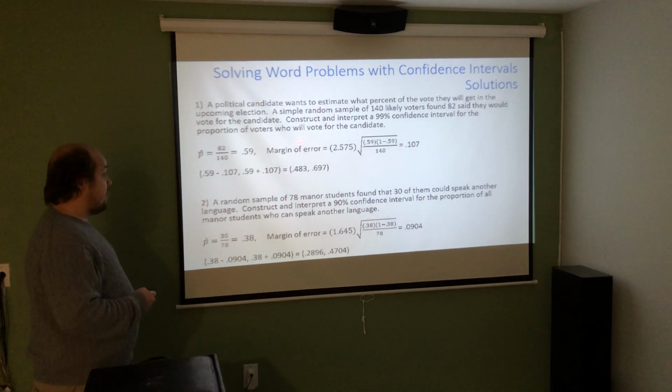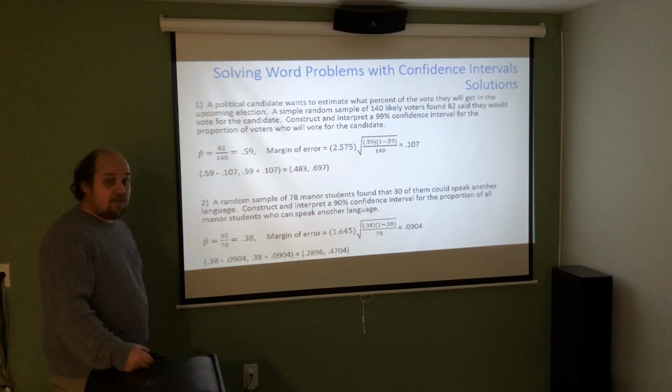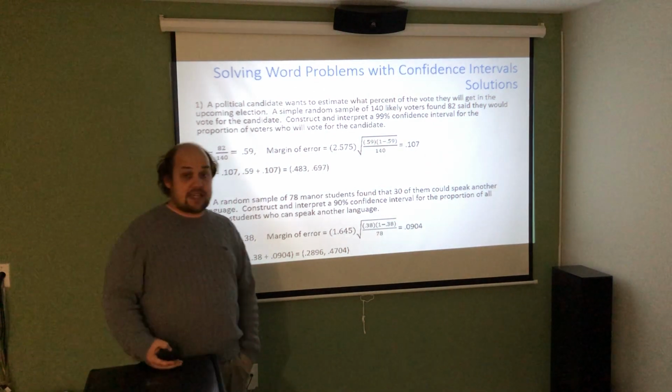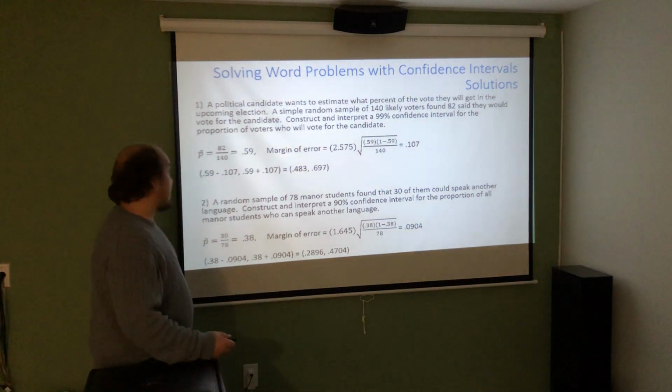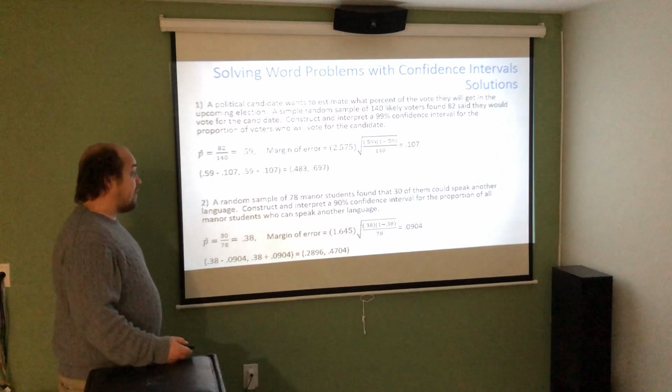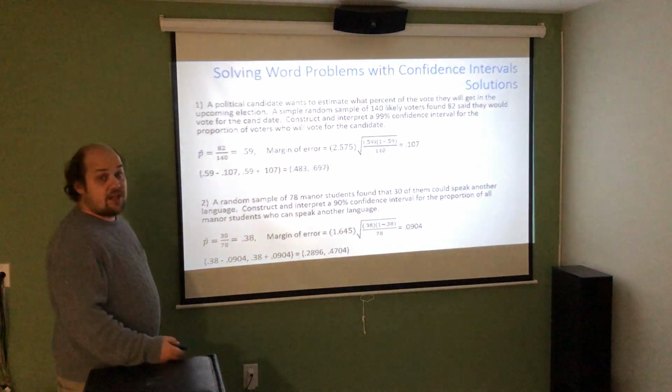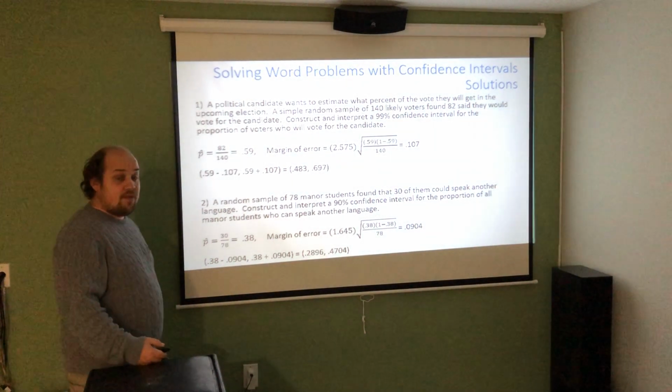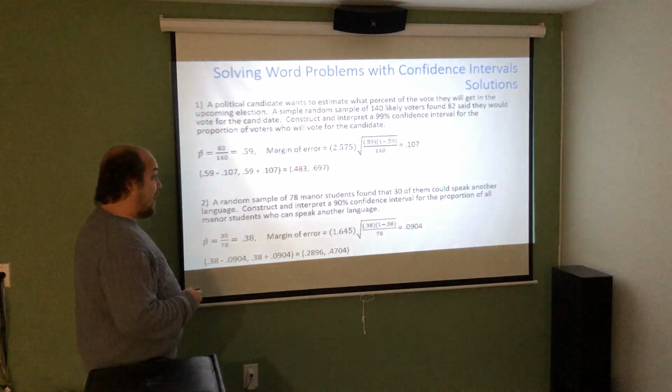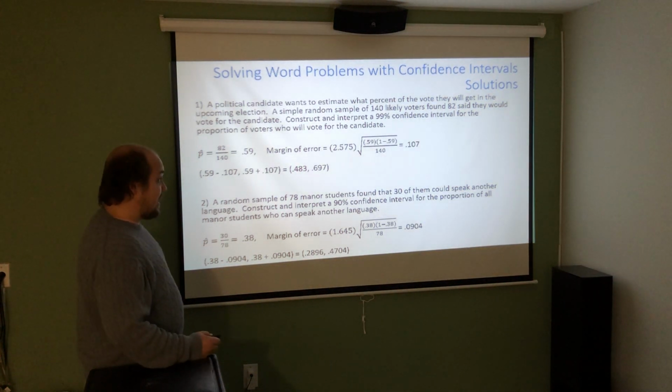When I do the political candidate's margin of error here, I get 0.107 margin of error. That means that I have him polling at between 48 and about 70% of the vote. Would be great to hear as a candidate, but really this means that I can't say I'm 99% confident to win the election. To win the election, I'd have to get more than 50%, and it's still possible that I get less than 50% here.